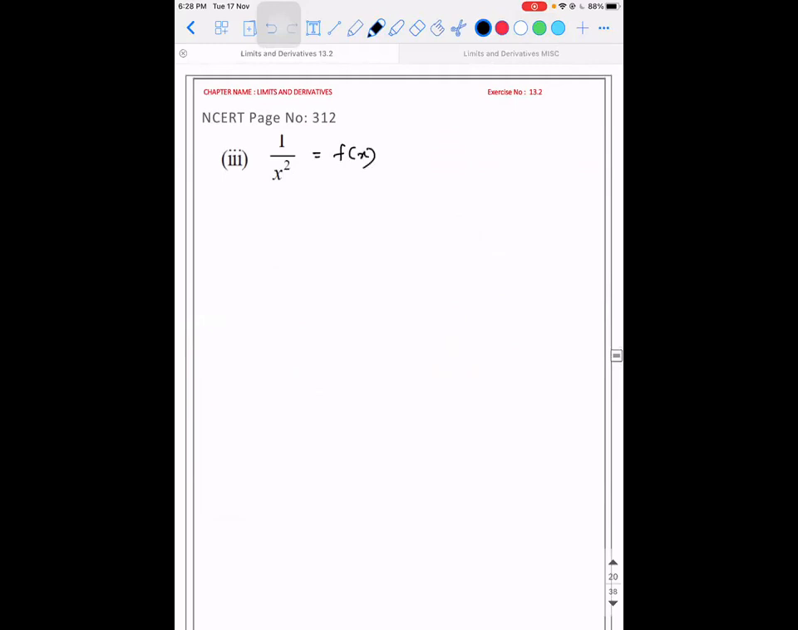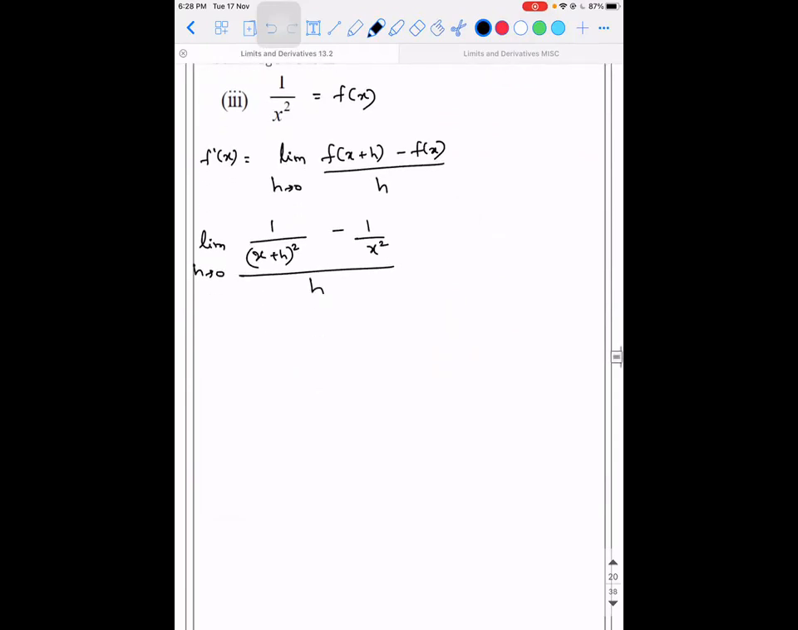This is f of x. So what is f dash of x? That is limit h tends to 0, f of x plus h minus f of x the whole divided by h. So that is limit h tends to 0, 1 by x plus h the whole square minus 1 by x square the whole divided by h. So that will be limit h tends to 0. Take LCM, no? It will be x square minus of x plus h the whole square divided by x square into x plus h the whole square into h.